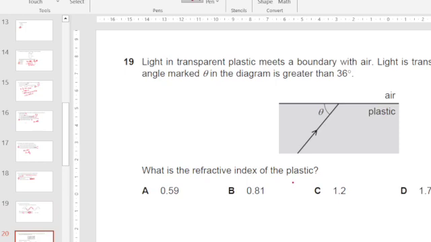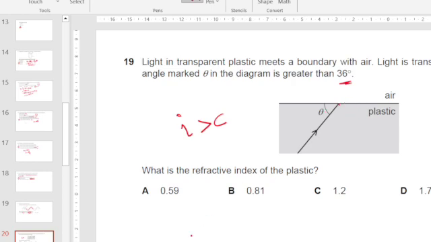And the 19th question. Light in transparent plastic meets the boundary with air. Light is transmitted into air only if the angle marked theta in the diagram is greater than 36 degrees. For total internal reflection to happen, the angle of incidence should be greater than C. But this is not total internal reflection. The ray is traveling in the boundary.